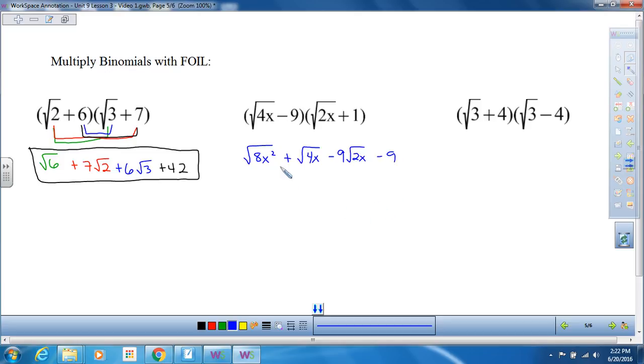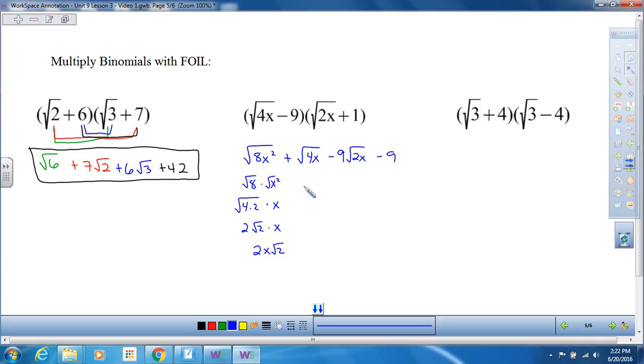Okay, I don't have like radicals, but I do have simplifying that I can do. So I can simplify square root of 8x squared because I know that 4 goes into 8, and square root of x squared is just x. So this is 2 square root of 2 times x. So 2x square root of 2.